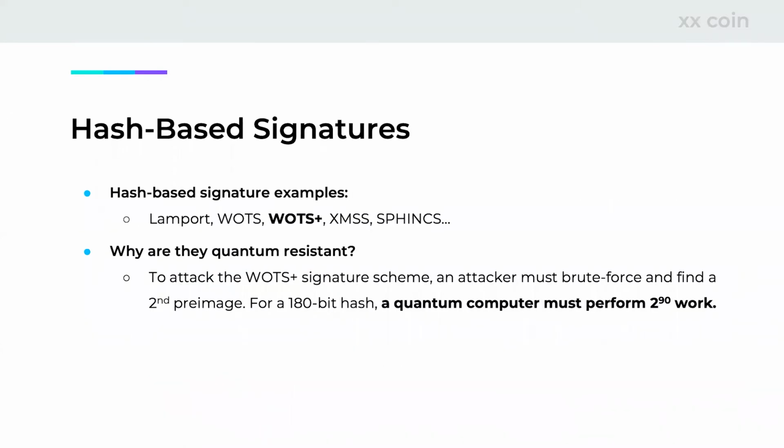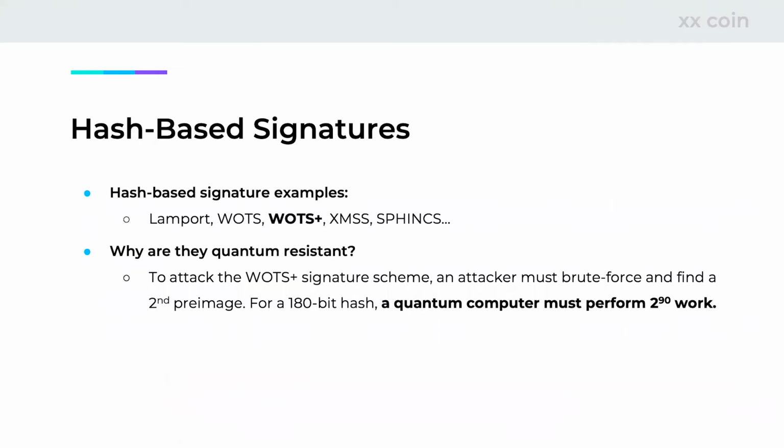So let's talk about some hash-based signatures examples. Out there you can find the Lamport signature scheme, the Winternitz one-time signatures, Winternitz one-time signature plus, which is in bold because it's the one we use, extended Merkle signature scheme, and the SPHINCS. So why are they quantum resistant?